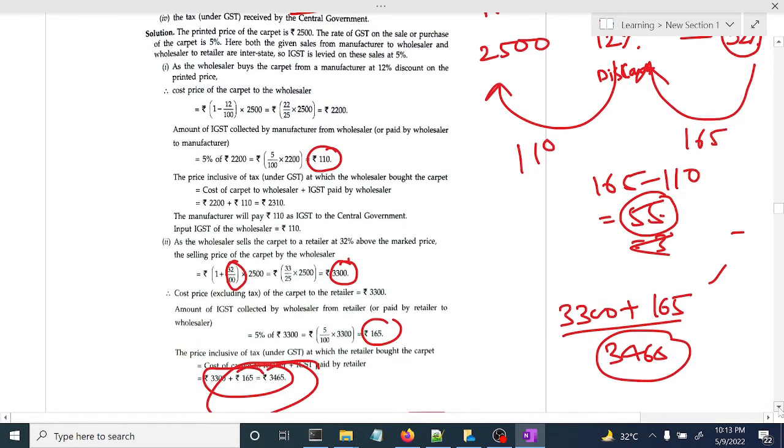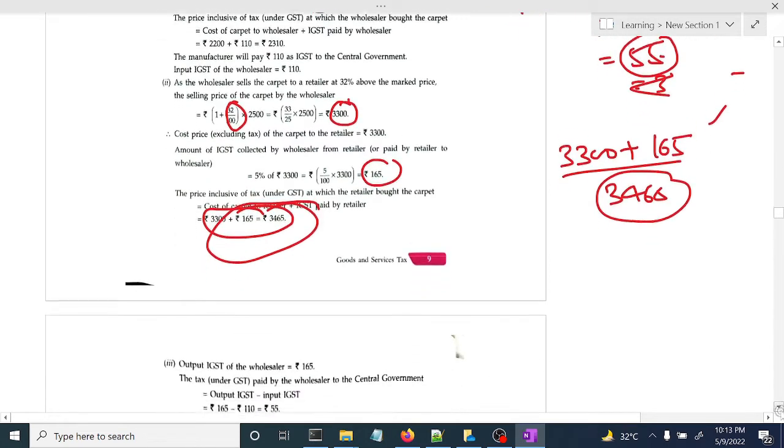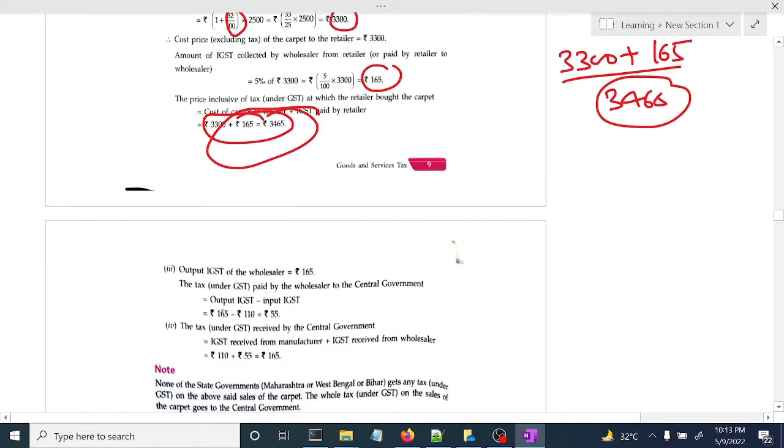If I go down, I will show you the same thing. See, output tax is what he is getting from retailer. Input tax is what he is paying to manufacturer. So 55, right? We'll move to the fourth part.